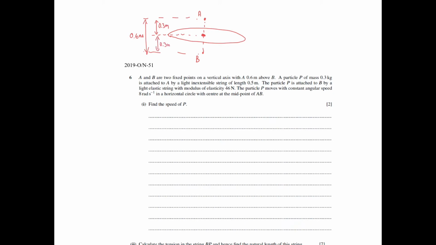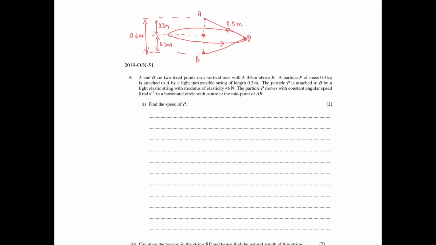0.3 meter. So let's say the particle P is here at this moment, and they are moving in a circle. There are two strings that attach to P. One is connected from A. This string is an inextensible string, so the length is fixed at 0.5. The other string is an elastic string attached from B to P.